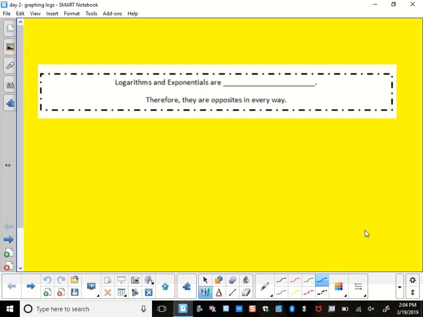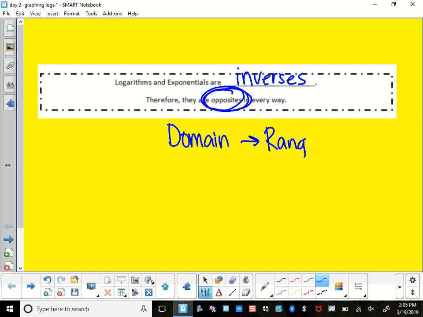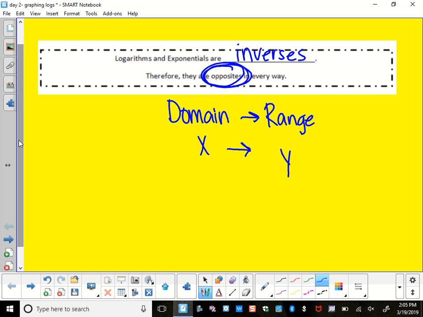Oh, okay. Logarithms and exponentials are inverses. That word inverses means that they are opposites in every way. So let's talk about opposites here. What is the opposite of domain? Range. So what's the opposite of x values? Y values. Good. I want you guys to write this down somewhere at the top of your paper.